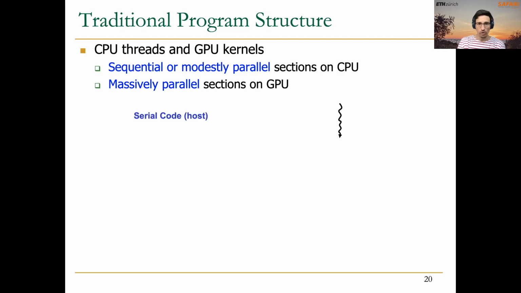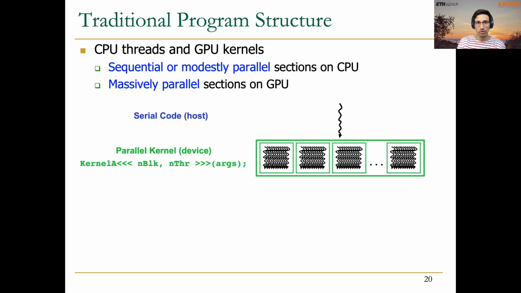So we have maybe one or very few threads running on the host, probably executing, as I said, serial or sequential code. And at some point, we will reach the massively parallel section. What the CPU main thread does is launch the kernel onto the device, onto the GPU, to start the execution.